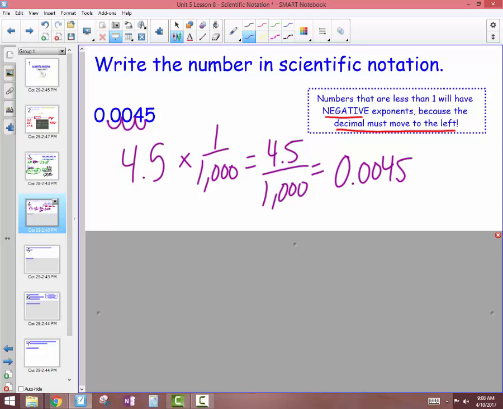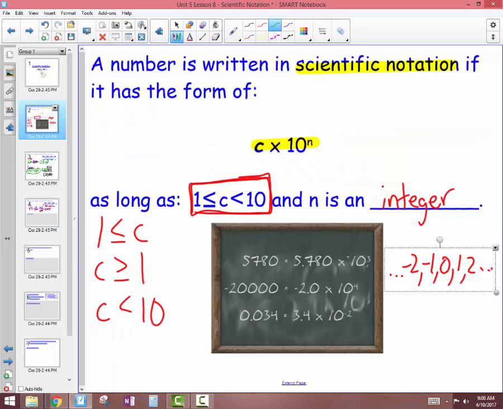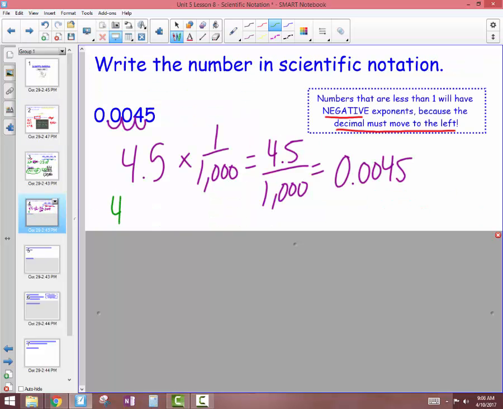Okay, so that's the idea behind this. But now we're going to use scientific notation. So remember, it's going to be times 10 to some power, and that power is going to be an integer. To make this smaller, then, I write 4.5 times 10 to a negative power. I want to have the decimal move back that many spaces.